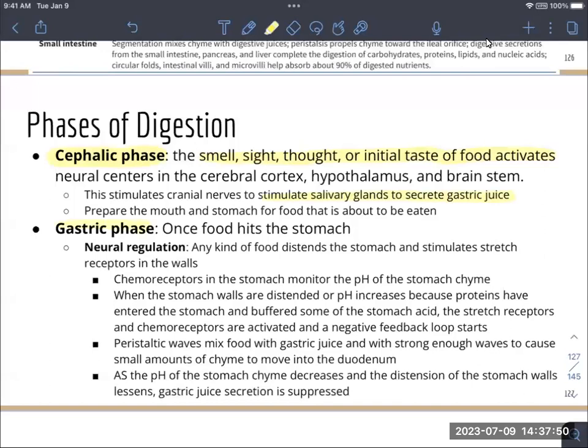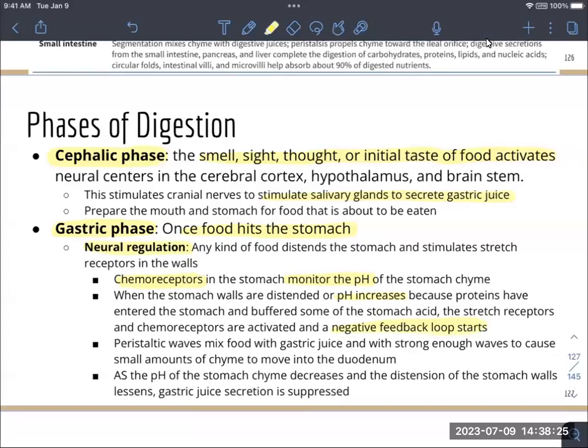The gastric phase is when something hits your stomach. We have a neural regulation of it. So as that stomach gets distended, it stimulates stretch reflexes in the walls. We have chemoreceptors because they're monitoring the pH. So when the stomach gets distended or that pH increases, these stretch receptors and those chemoreceptors are activated and a negative feedback loop starts.